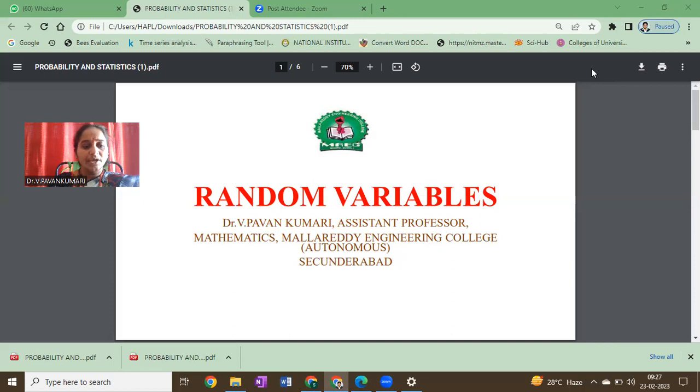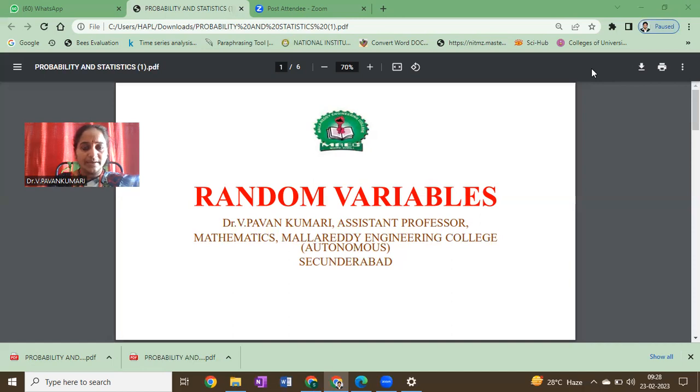The Bernoulli distribution has only one trial and two outcomes. The outcomes are 0 and 1. The Bernoulli distribution mean is equal to p and the variance is equal to pq.